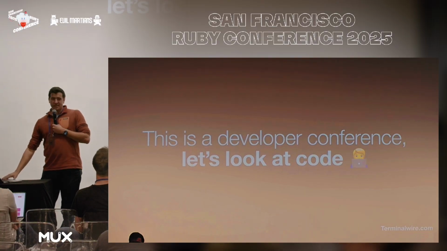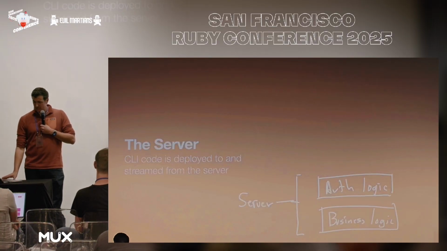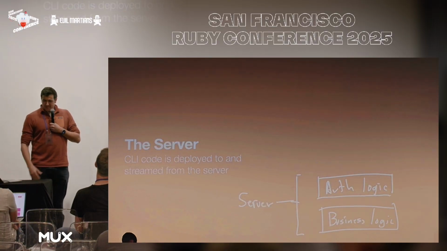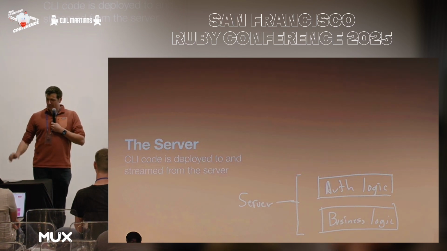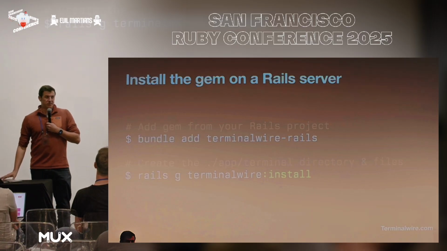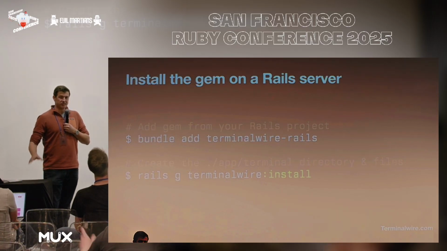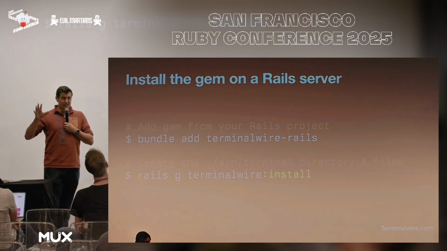All right, so this is a developer conference. Let's look at code. This is the server. We're actually going to start in the server. And what's kind of weird about this is you're going to see the command line deployed to the server. How many people have worked with Thor in here, which is like the Rails? All right, so some of you will recognize this.